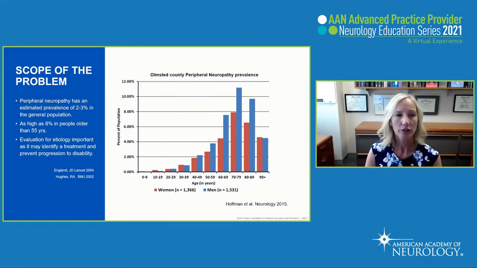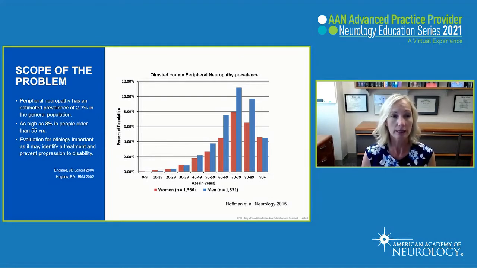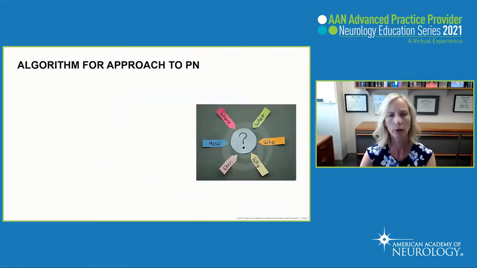And the evaluation of the etiology of neuropathy is important. We can define treatments that can prevent progression to disability for some of these patients. So what I want to work through today is an algorithm that I use in the clinic to approach peripheral neuropathy patients, and I hope that you'll find it helpful.